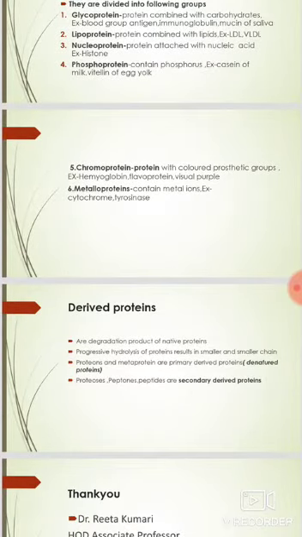Derived protein. Derived proteins are the degradation products of native protein. Progressive hydrolysis of protein results in smaller and smaller chain formation. Proteans and metaproteins are primary derived proteins. Proteoses, peptones, peptides are the secondary derived proteins.